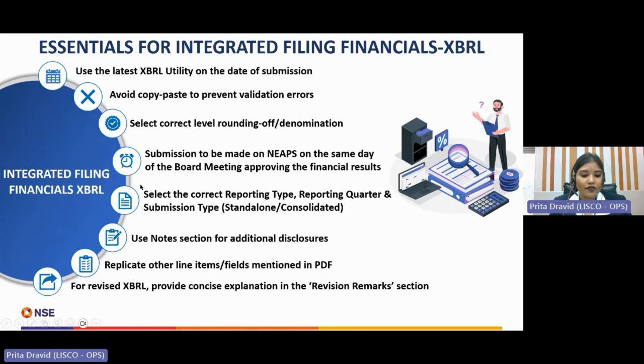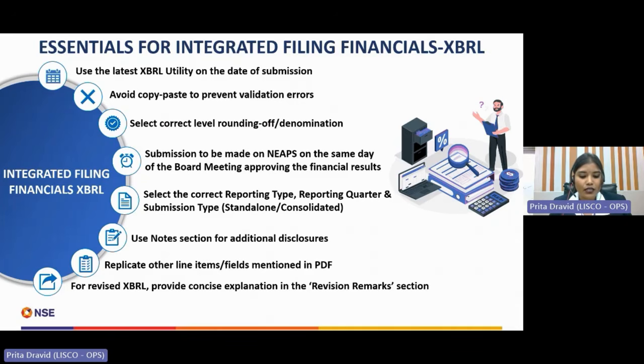First, the company shall download the fresh and correct utility as on the date of the submission of XBRL. The company shall not copy-paste the data into an Excel sheet, as this may corrupt the file and prevent the validation. The level of rounding off should be selected with the correct denomination, and all the financial results in the XBRL utility must be filled with the same denomination, except the details related to earnings per share, face value, and ratio and percentage. The integrated filing financial XBRL shall be submitted on the NIPS portal on the same day as the board meeting in which the financials are approved.